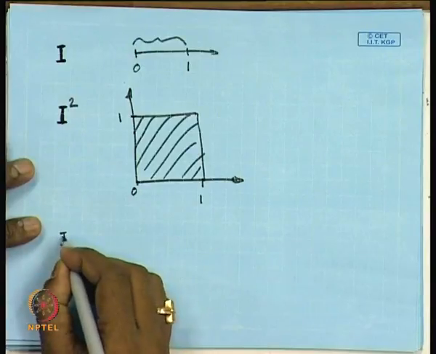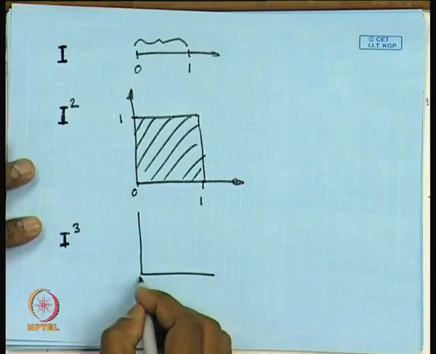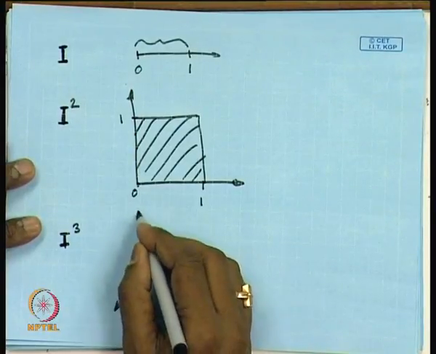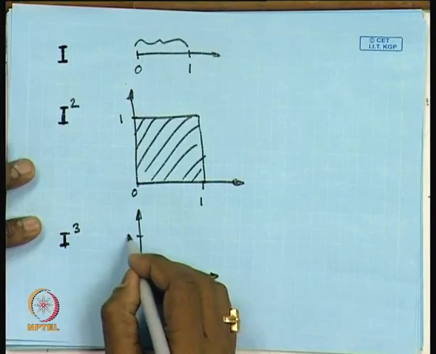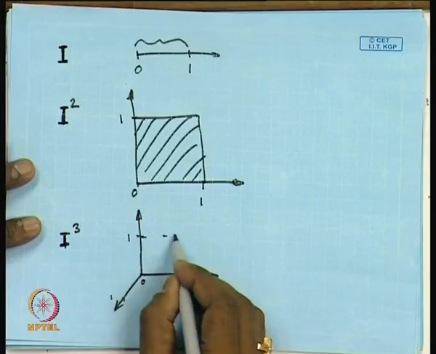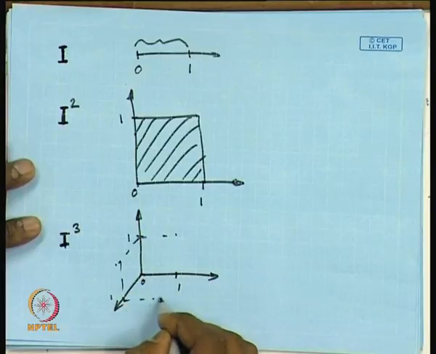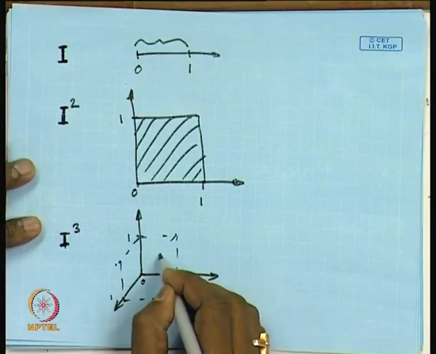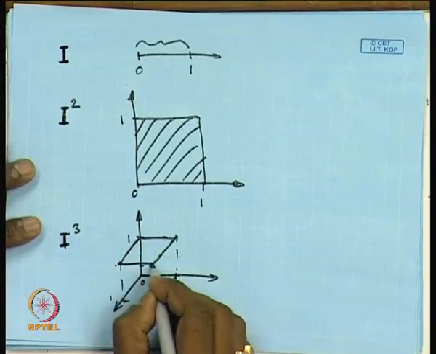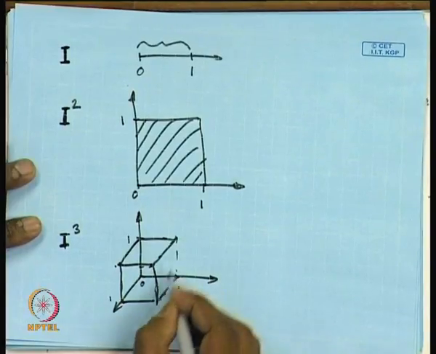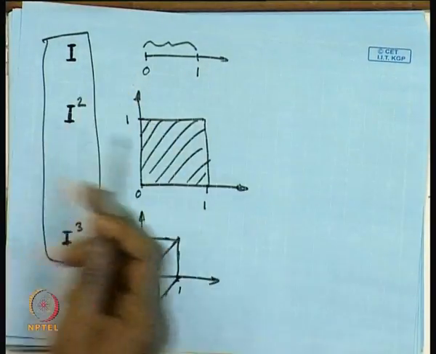Now, if we put a cube on this boldface I, what is referred to is a 3 dimensional space where each axis goes from 0 to 1. You can see that this will be a cube like this. So this cube is the I3 that we are referring to. These are the notations we mean by these symbols.